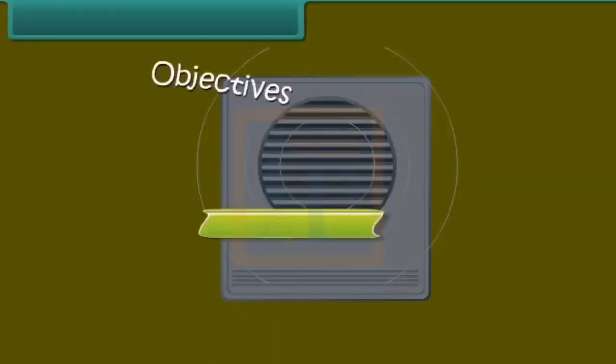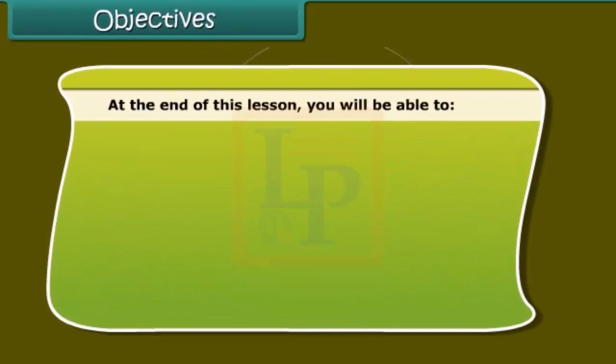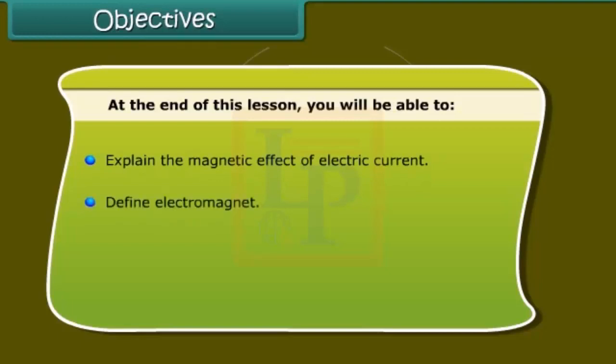Objectives. At the end of this lesson, you'll be able to explain the magnetic effect of electric current, define electromagnet, describe the working of electric bell.